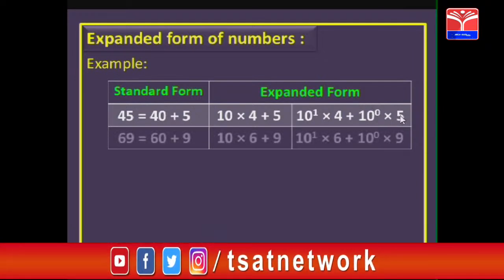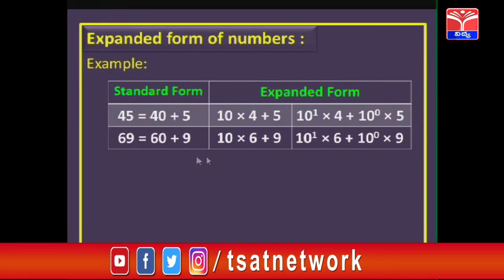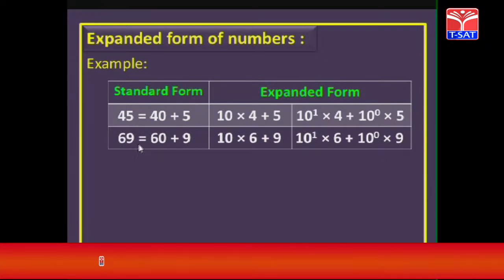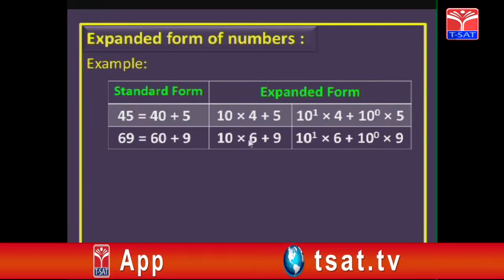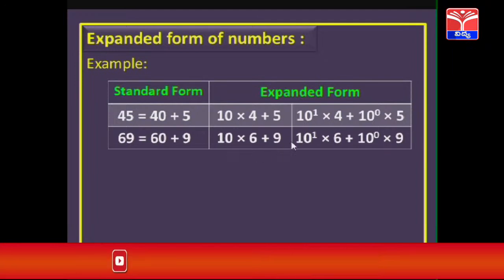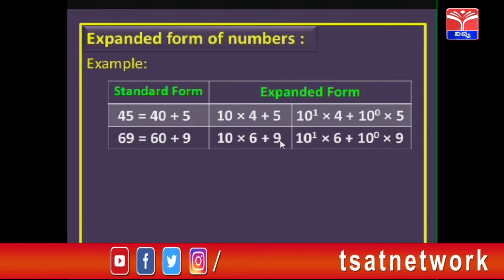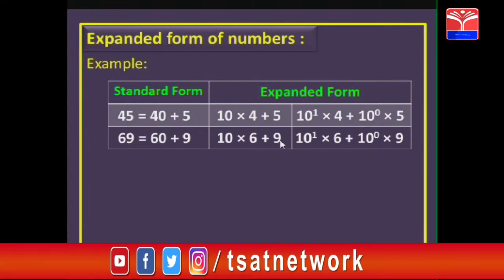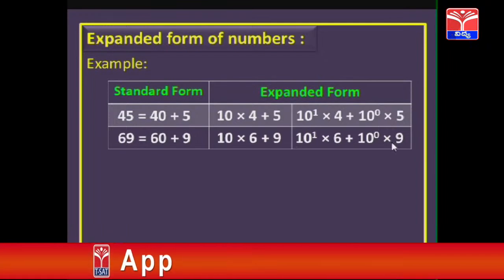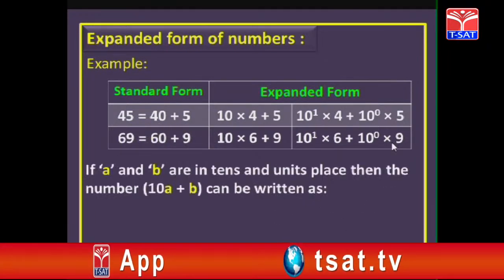Now, let us take another example, children, that is 69. Now, 69 can be written as 60 plus 9, and again 60 is 10 into 6. Again 10, we write as 10 raised to the power of 1 into 6, plus here only 9 is there, which is nothing but 1 into 9. So, 1 can be written again as 10 raised to the power of 0 into 9. So, this is how we generally write the expanded form, children.